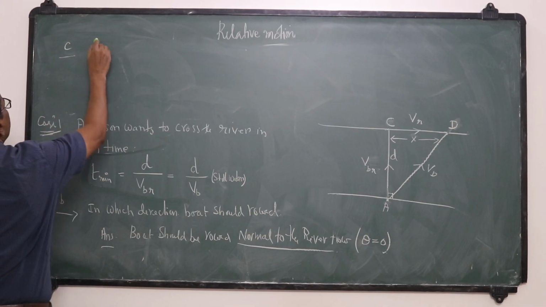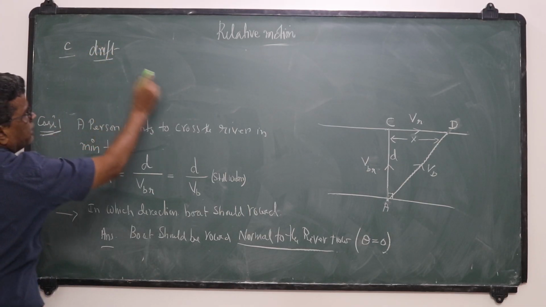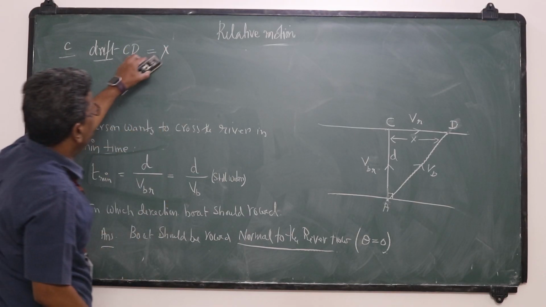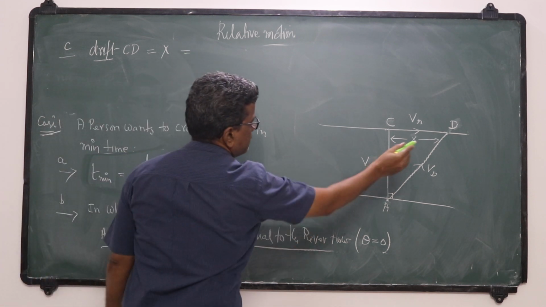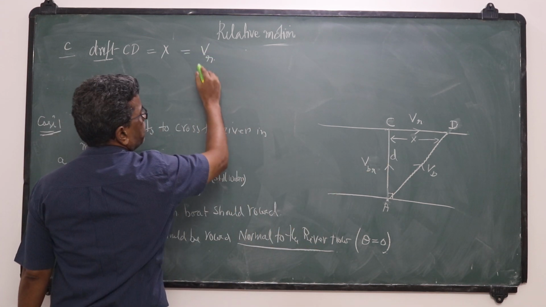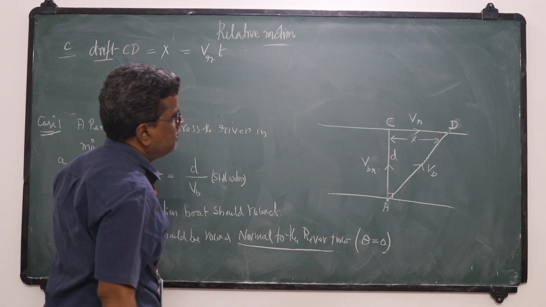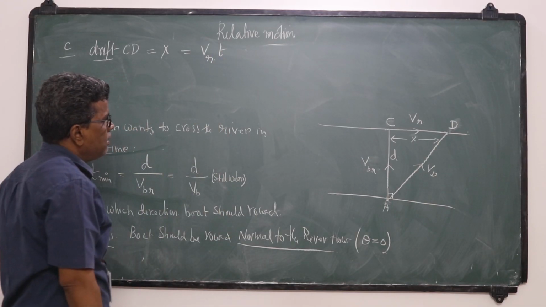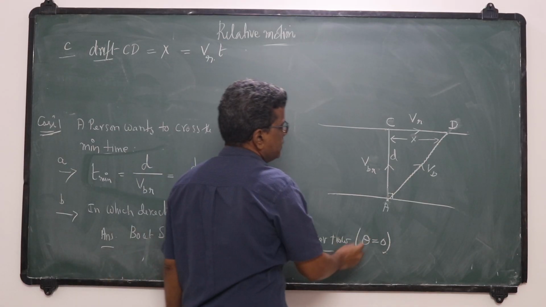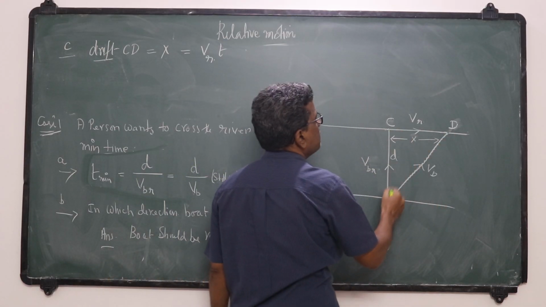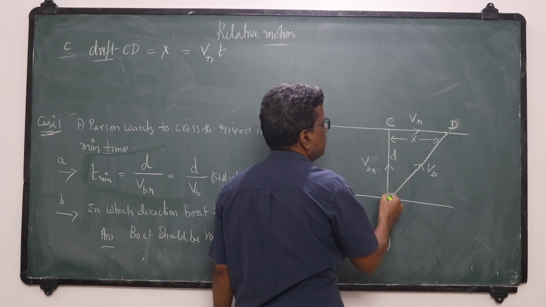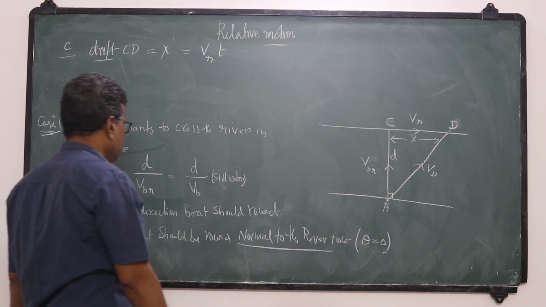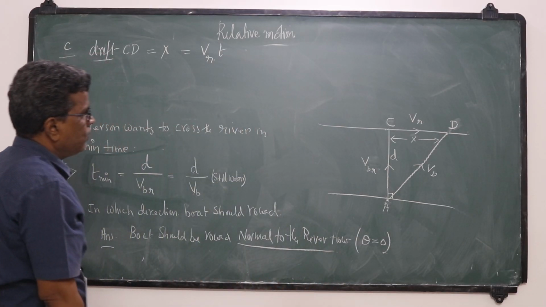Next I want the drift. In the diagram, what is the drift here? CD, that I take as x. So x can be written as the velocity of the river into time. Use this formula: drift x is equal to VR into t. Otherwise use the formula with d, the width, and the velocity, for the time taken to cross the river, d by VB.